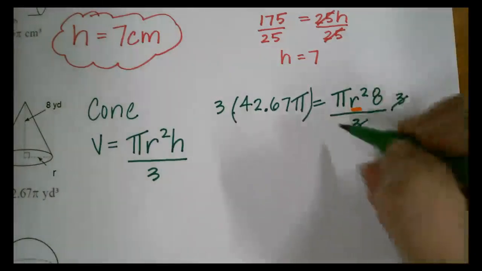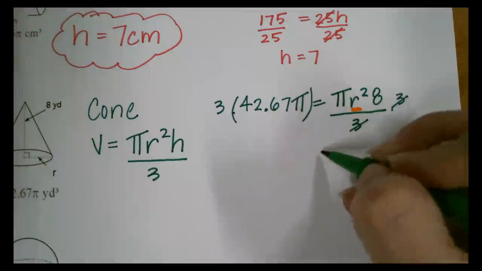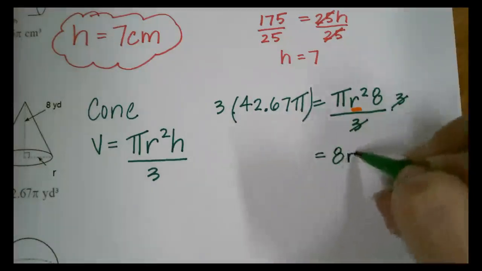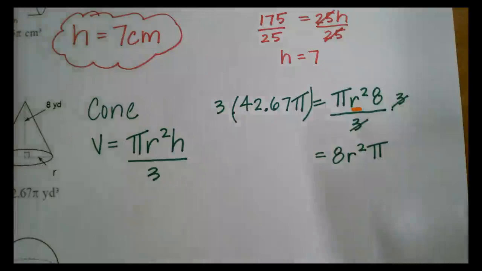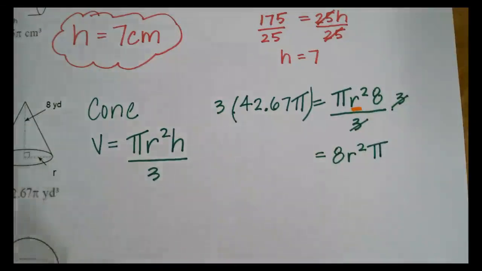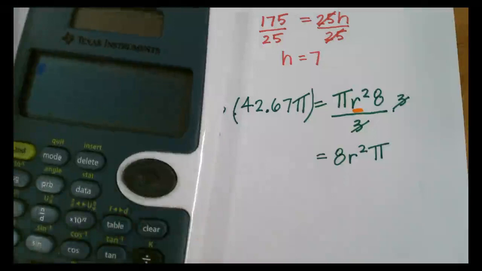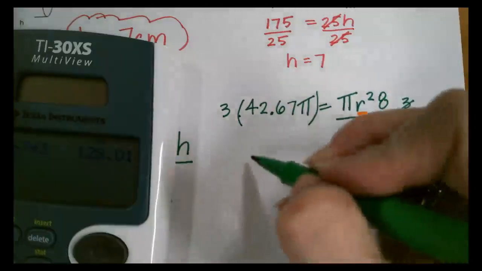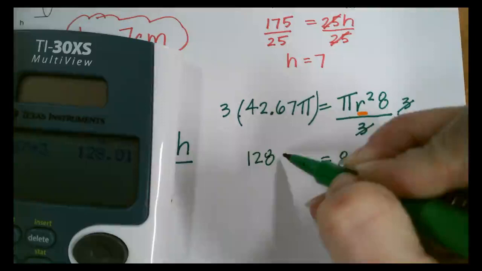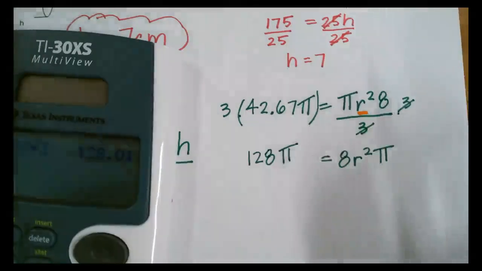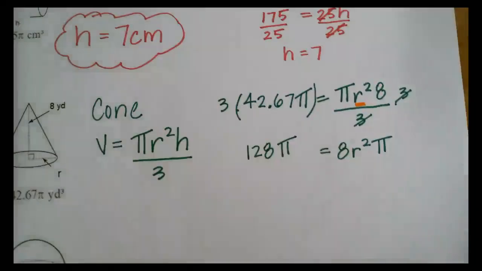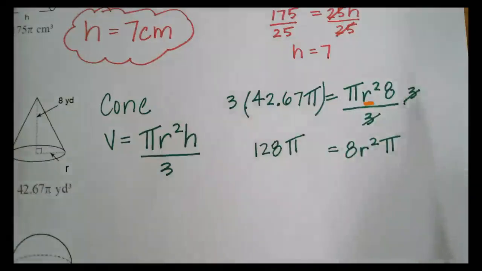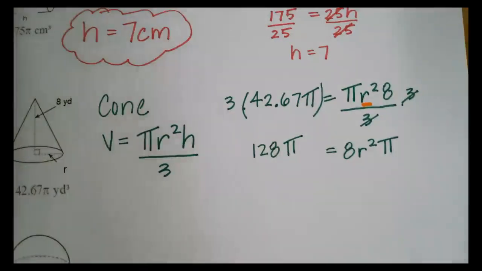So those 3's cancel. So over here, I'm going to rearrange this a little bit. I have 8r squared and pi. And on the left side, I'm going to grab my calculator. 42.67 times 3. So this side, I have 128 pi. All right, now I'm not going to worry about that 0.01, because on these problems with decimals, it's very hard to get the exact one. So since it's 0.0, we'll leave it at 128.